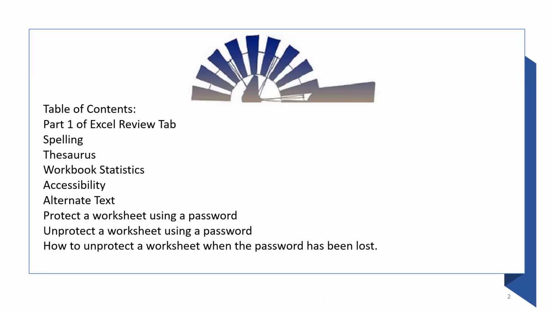Table of Contents, Part 1 of Excel Review Tab: Spelling, Thesaurus, Workbook Statistics, Accessibility, Alternate Text, Protect a worksheet using a password, Unprotect a worksheet using a password, and how to unprotect a worksheet when the password has been lost.